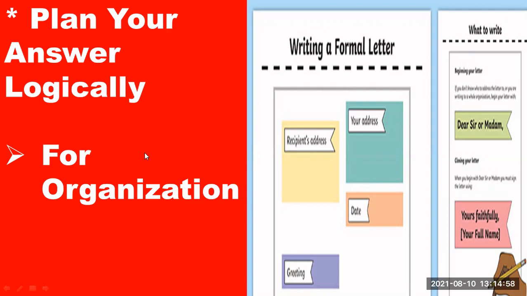I discussed the features, the parts of the letter, your ability to organize, know where your address should be, the recipient's address, where the date should be, and then you will also know the kind of greeting and where to put it, the topic or the heading, then how to organize your first paragraph. So you see exactly, dear sir or madam, okay, and then yours faithfully, your full name, these are the things we discussed. So you need to get this thing well organized. That is really very important.